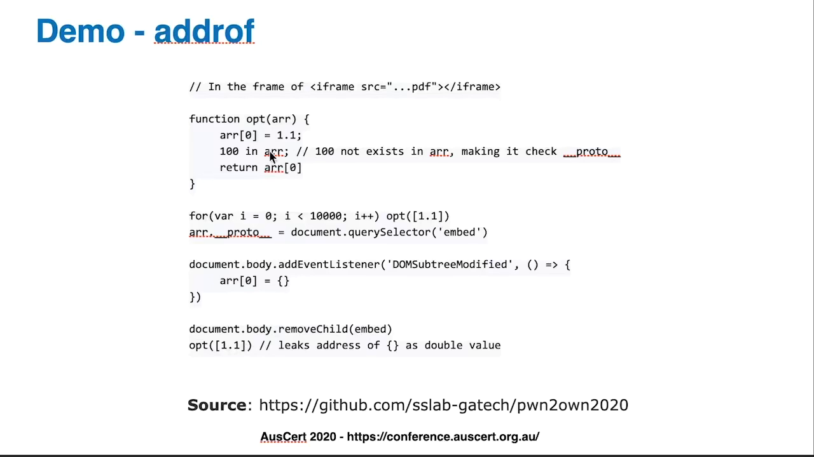Now when it calls this function, it finds out that the index 100 is not available in the array, so it looks for the proto property, which means it looks at the embed element. Internally this calls the function appendChild. Once that function is called, the DOMSubtreeModified event handler is called, which changes the first index of the array to this object, curly braces, right? So now this array is an array with contiguous elements, which means the address of this curly brace is stored in the memory of the array. Now when it returns array[0], since there is a type assumption that this array is just an array of doubles, it just returns the first index of the array, which is not 1.1, but actually the address of this object, thereby creating an exploit primitive.